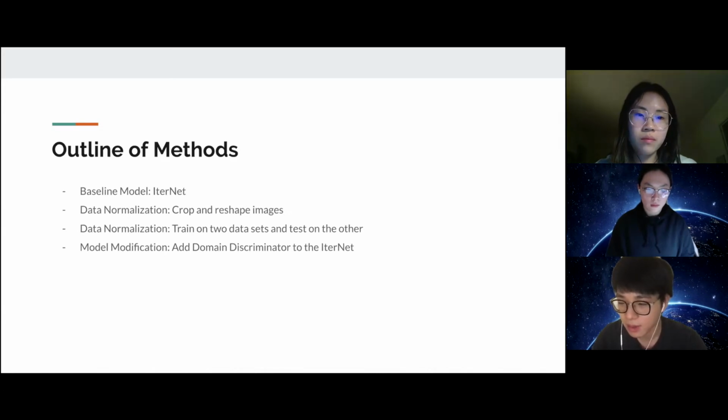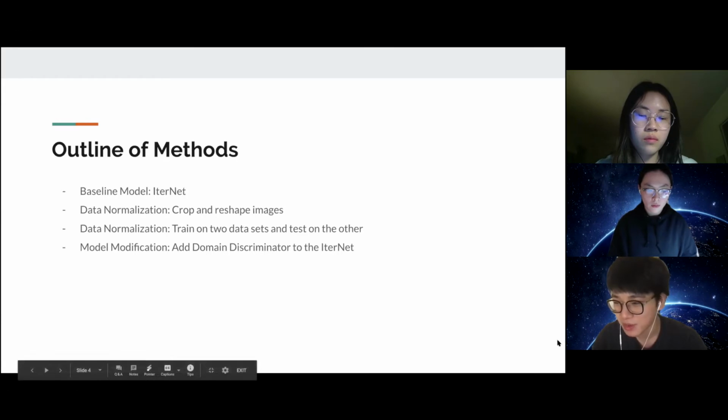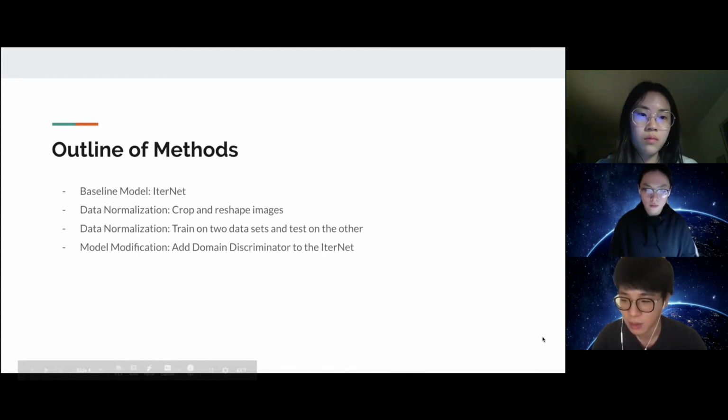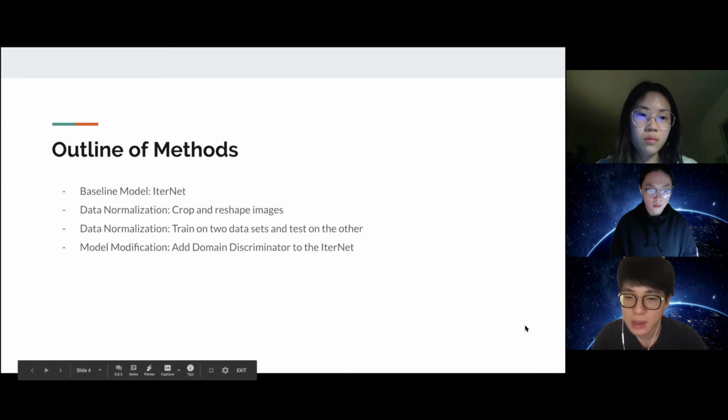Here's an outline for our method. First, we will briefly introduce our baseline model, IterNet, and then we explore various data normalization techniques such as reshaping and cropping the images, as well as training the model on two datasets and testing it on the third one. Lastly, we attempted to solve the domain adaptation problem by augmenting IterNet with a domain discriminator and applying domain adversarial training.